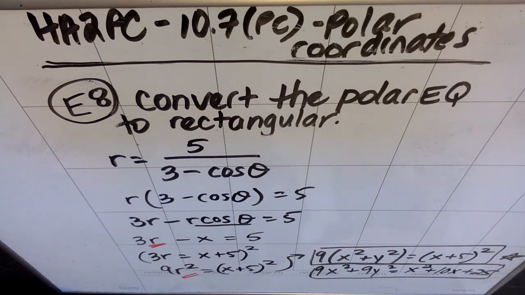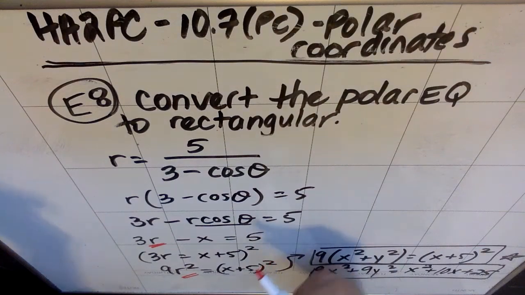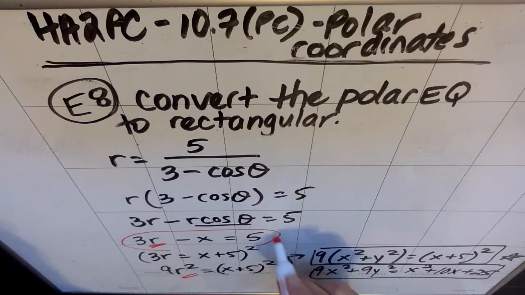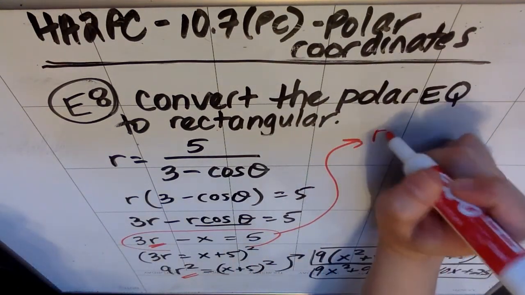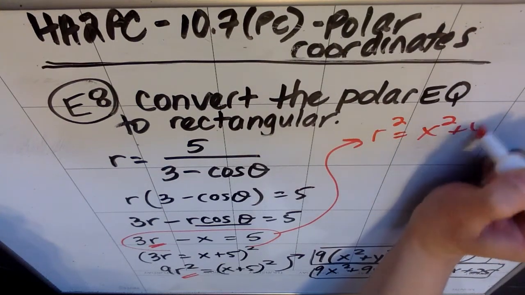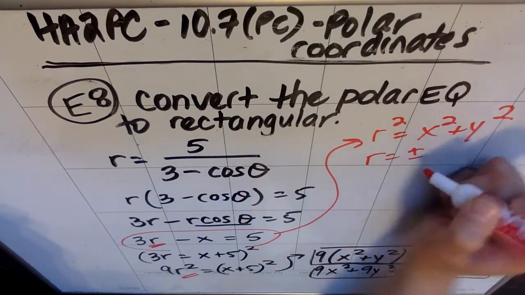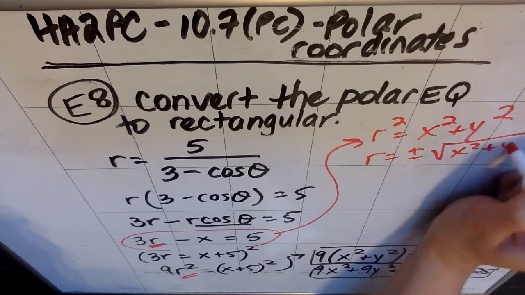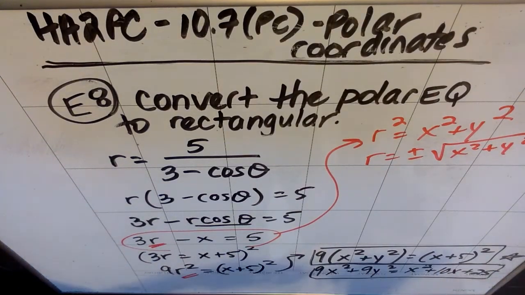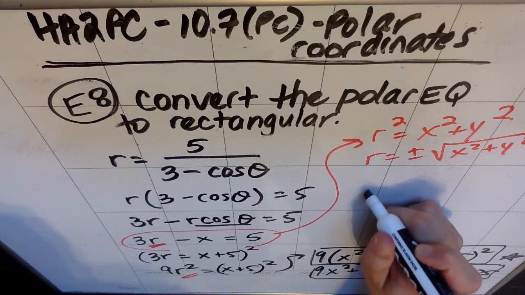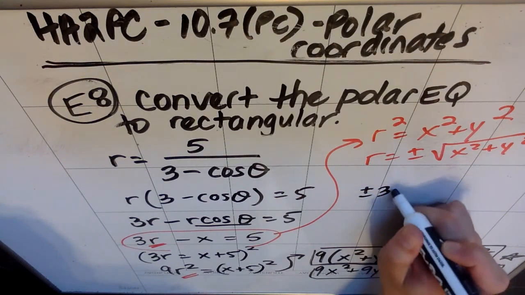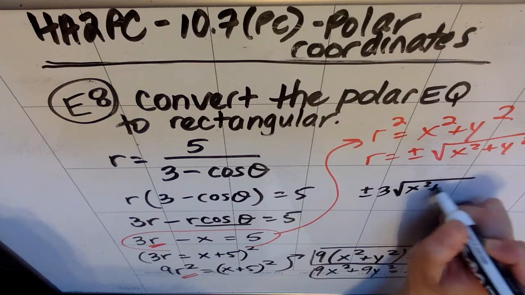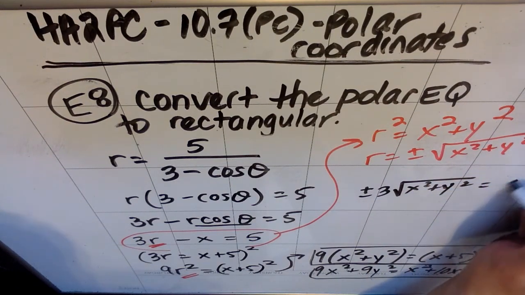That's fine. The other option, and the reason I want to caution you about the other option is that you're going to have a plus or minus. So let's say you didn't want to do that, right? Let's say you said, hey, Hogan, I'm going to go right here, and I'm going to realize that since r squared is x squared plus y squared, r is plus or minus the square root of x squared plus y squared. That's fine, but you're going to end up with an awkward equation that has a plus or minus. It's not wrong, but that's what you're going to have. So you're going to have plus or minus 3 root x squared plus y squared equals an x plus 5.